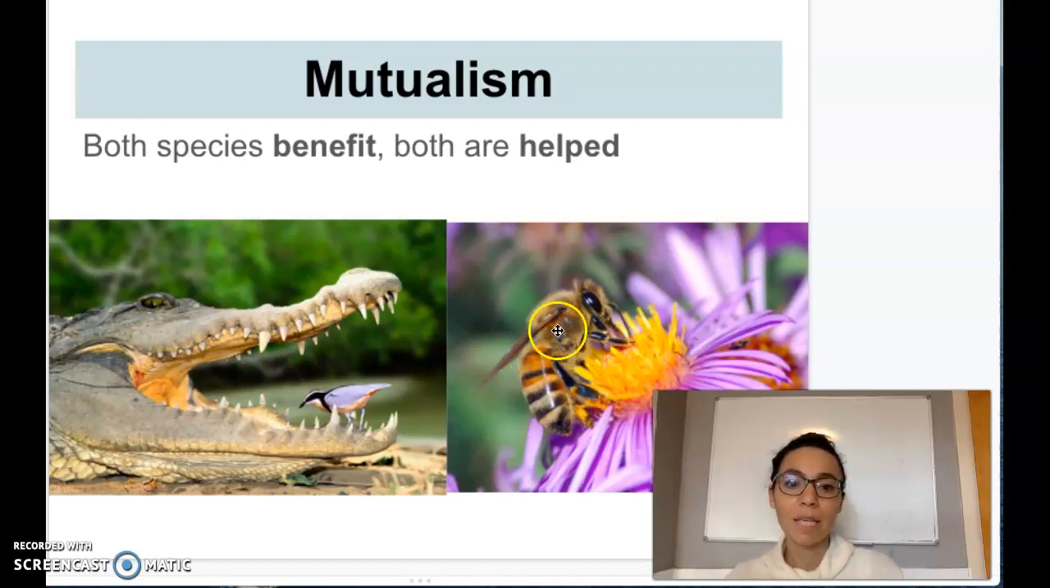Same thing for this bee and the flower. The bee is getting food from the flower, it's eating the pollen, and the bee is helping the flower reproduce. Okay, so they're both benefiting, they're both helped, so this is mutualism. Okay.